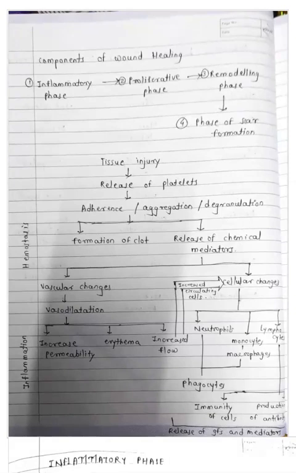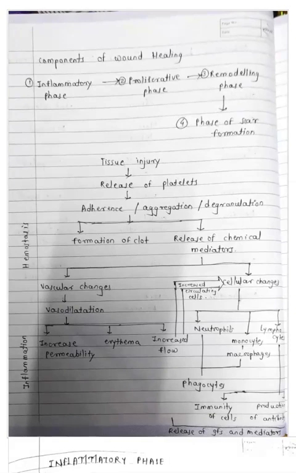First phase is the inflammatory phase, second is the proliferative phase, then the remodeling phase and the phase of scar formation. So remember four phases: inflammatory phase, proliferative phase, remodeling phase and phase of scar formation. So four phases are involved in the components of wound healing.